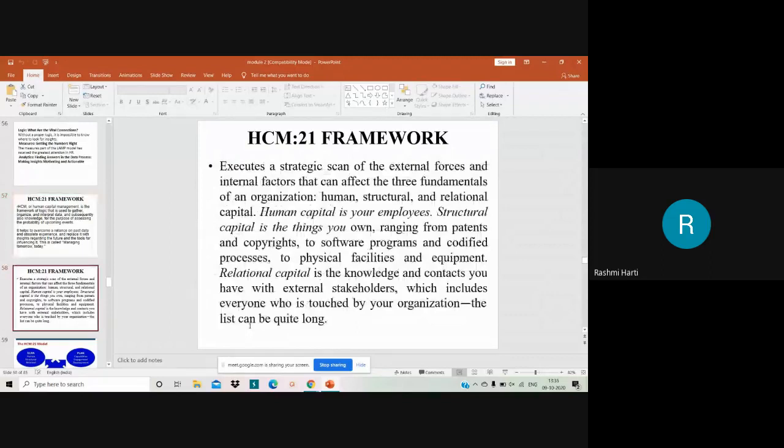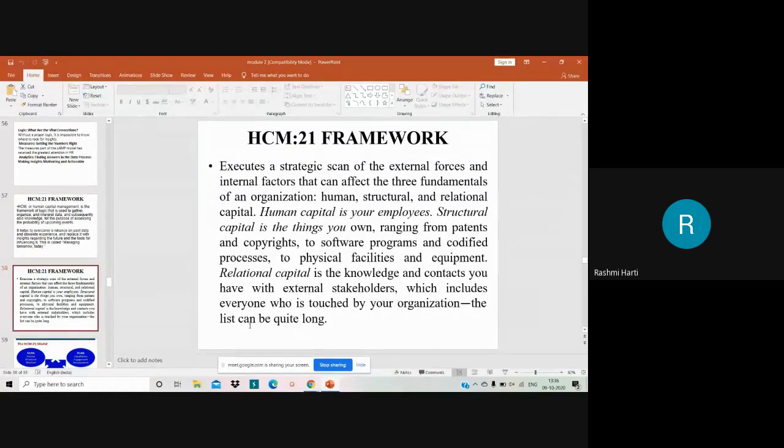So the payoff for businesses that use the HCM 21 predictive analytics system includes consistently high returns on human capital investment. So what is the payoff for the companies which are using HCM 21 predictive analytics? They have consistently high return on human capital investment, fully engaged employees, and the ability to lead while everyone else is frantically applying past market practices. Okay. So that's what we say is the HCM 21 framework.